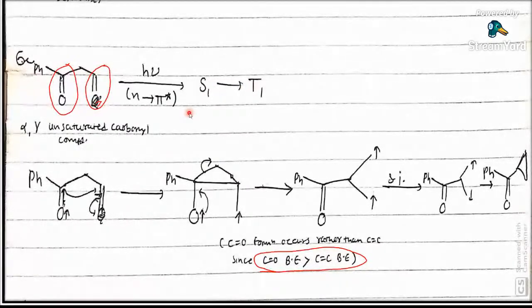Now at which side will the diradical be formed? Here the diradical will be formed at the oxygen site. Why? Because the C double bond O binding energy is greater than the binding energy of the C double bond C bond. So CO formation occurs rather than C double bond C. Here initially this will form the bond with this, and just the same process will be there. Just focus on that: the binding energy of the C double bond O is more than the binding energy of the C double bond C. As a result, the diradical will be formed at this structure.